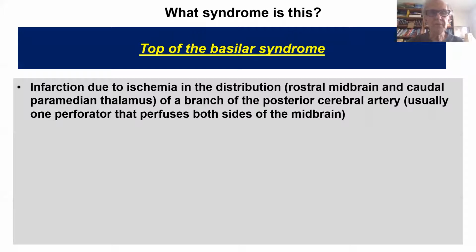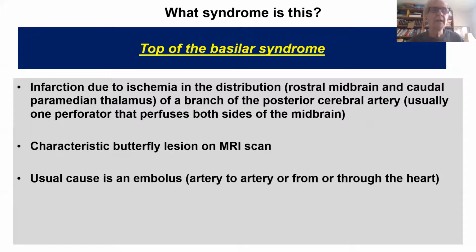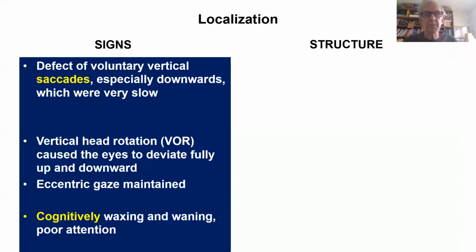It's usually due to infarction, ischemia in the distribution of this branch of the posterior cerebral artery that we were talking about. One perforator that perfuses both sides of the midbrain. Characteristic butterfly lesion on the MRI scan. Importantly, the usual cause is an embolus, either artery to artery or from the heart. You must look hard for emboli in these patients. This patient, we did not discover a cause, but he fortunately recovered.